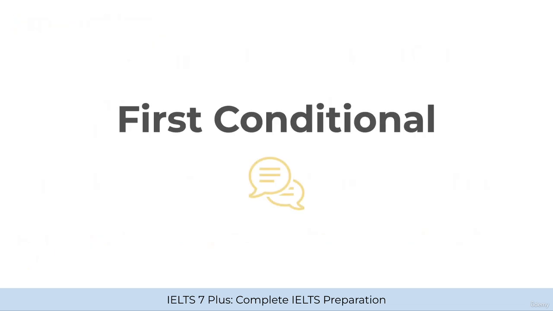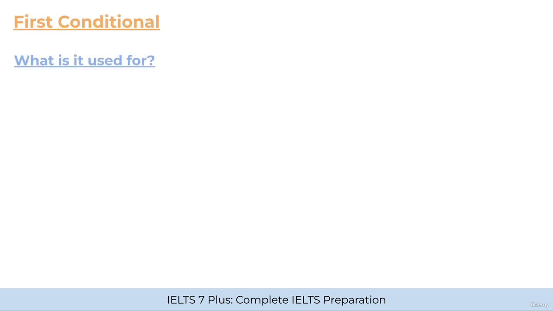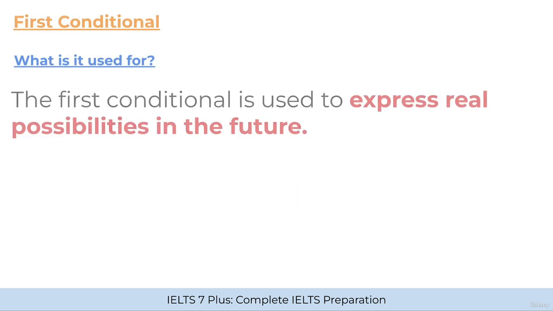Okay then, so how does this differ from the first conditional? Okay, so what is the first conditional used for? How is it different from the zero conditional? Well, this is used to express real possibilities in the future. So it's actually quite different from the zero conditional. We're not talking about truths, we're talking about possible things that can happen in the future. Not in the present like the zero conditional.